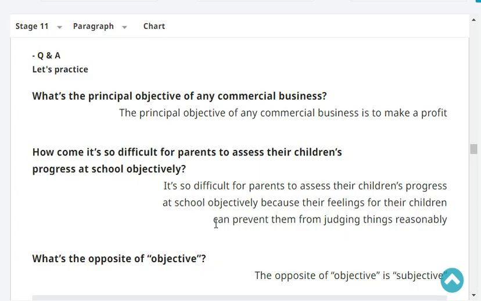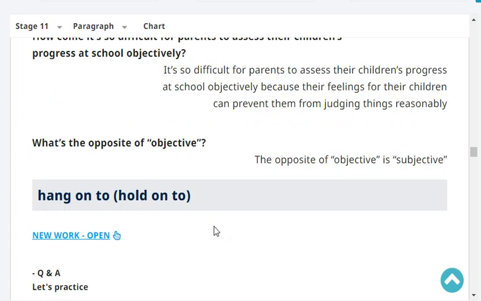How come it's so difficult for parents to assess their children's progress at school objectively? It's so difficult for parents to assess their children's progress at school objectively because their feelings for their children can prevent them from judging things rationally. Very good. What's the opposite of objective?